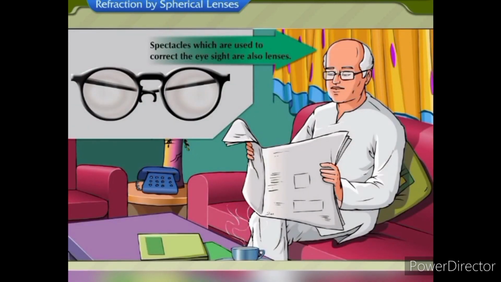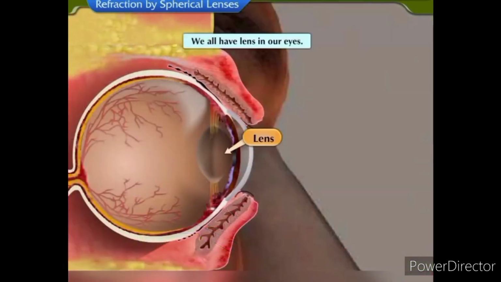The spectacles used by many people to correct their eyesight are also lenses. We all have lens in our eyes. Hence, our eye is a natural optical device.